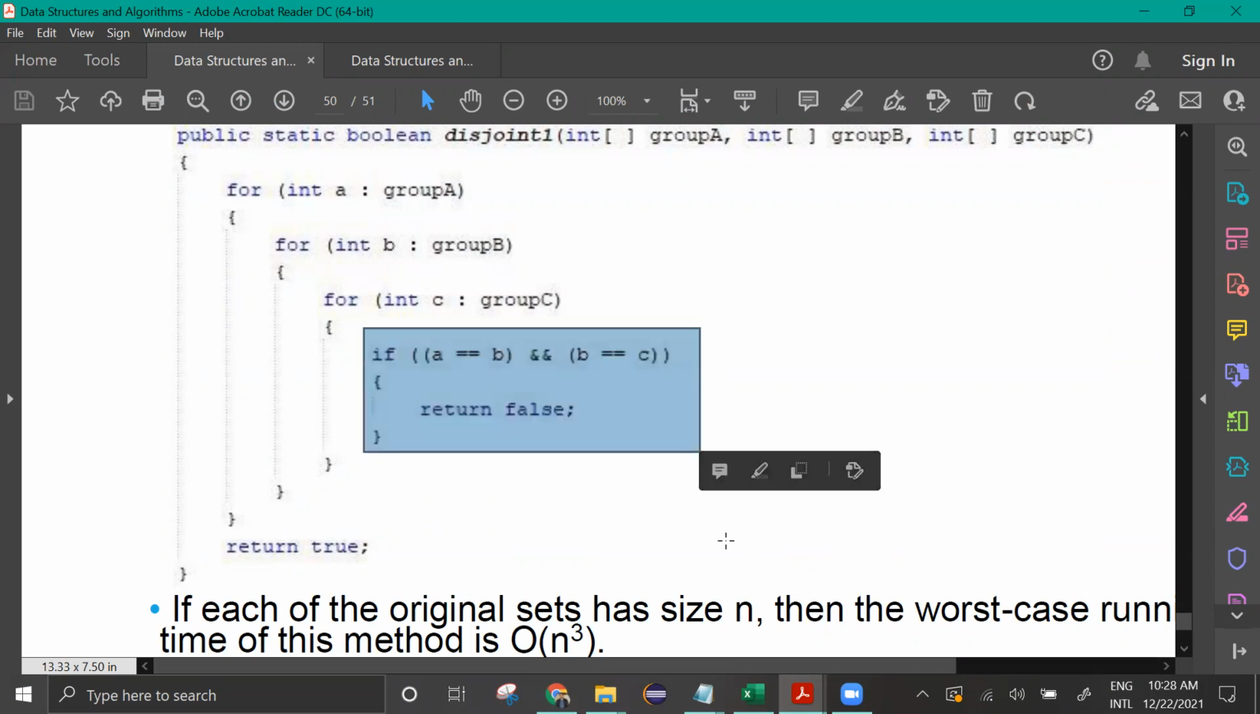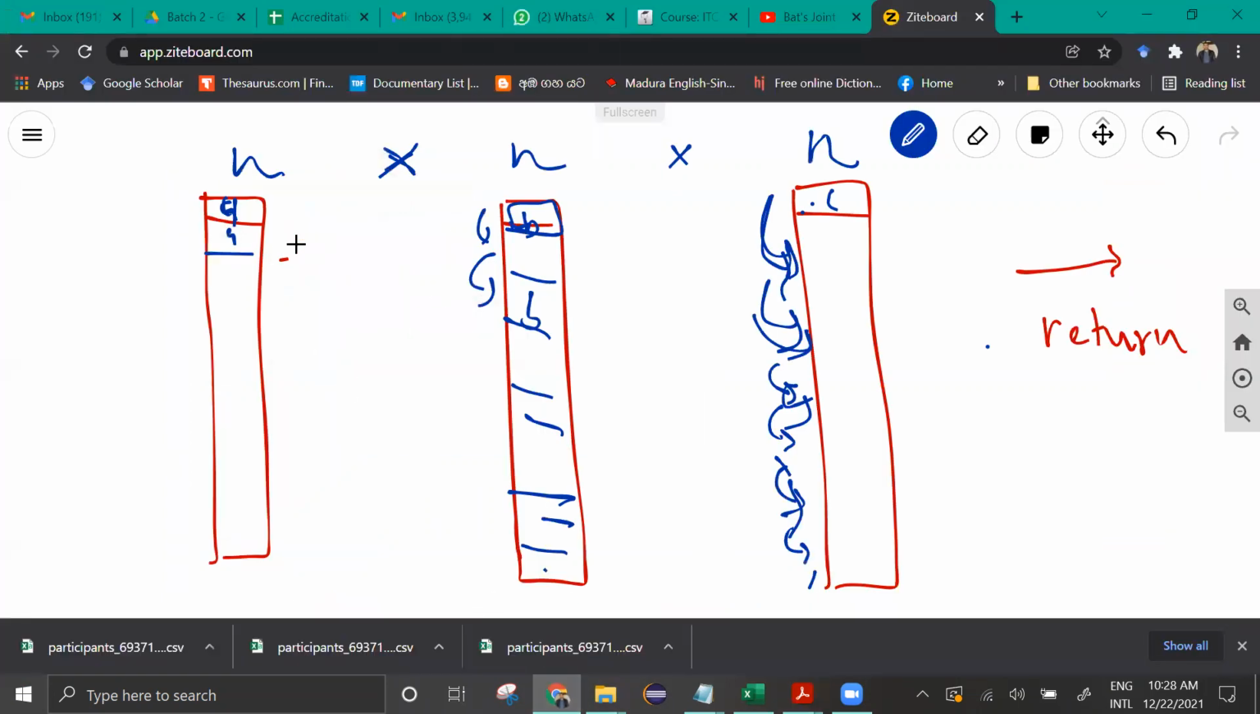So if it happened, right? So how many times does it iterate? Just one time, just one time. Then why do we call it big O n cube?